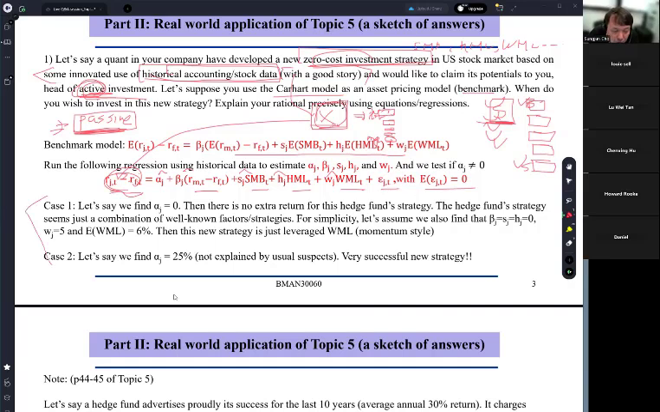Let's talk about 2 different cases. We talked about something similar in this lecture, right? But anyway, case 1: let's say we find alpha is equal to 0. What is the meaning of that?